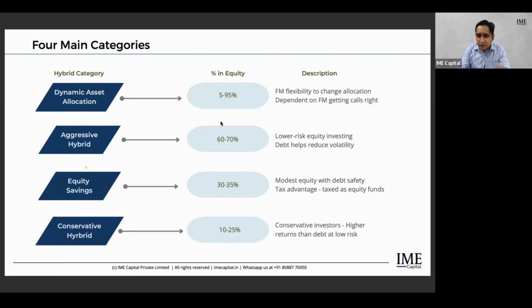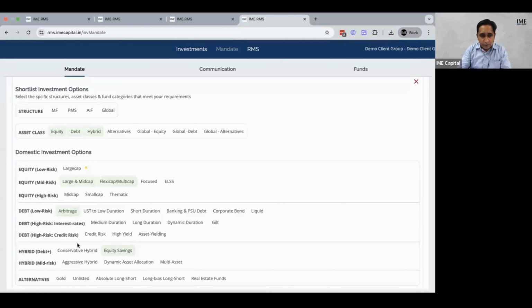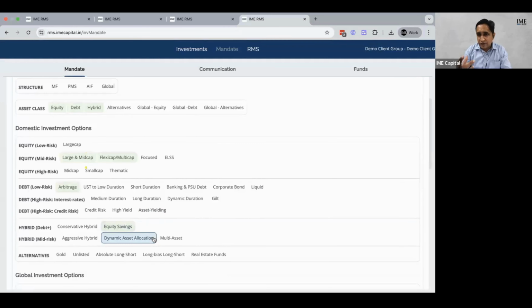And you have conservative hybrid, which I think is probably no longer as relevant, because by just taking a slight level of higher aggression, you can move towards much superior equity taxation on an equity savings hybrid fund as compared to conservative hybrid. Now, out here, because of the relevance of these goals 3 to 5 years down the line, we are choosing equity savings for this particular investor.